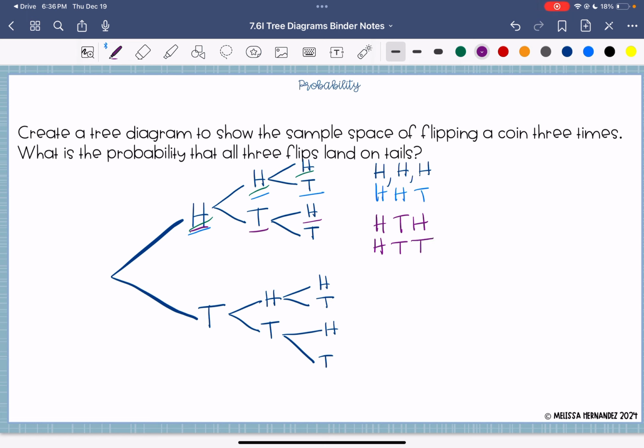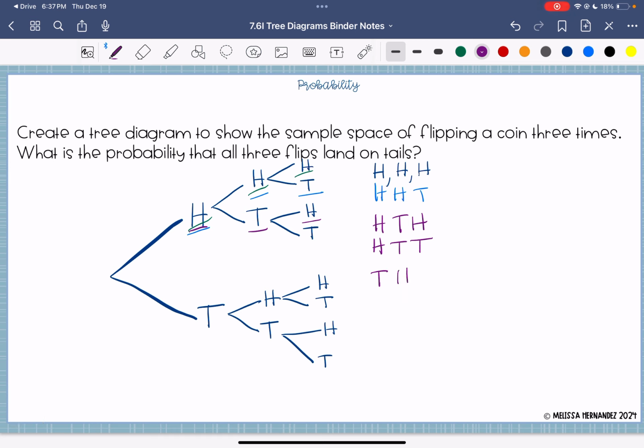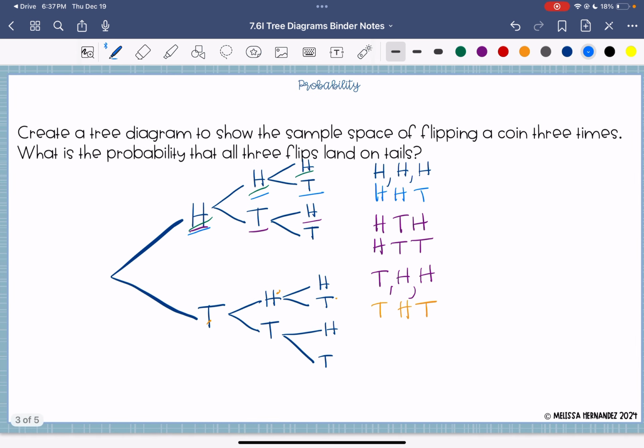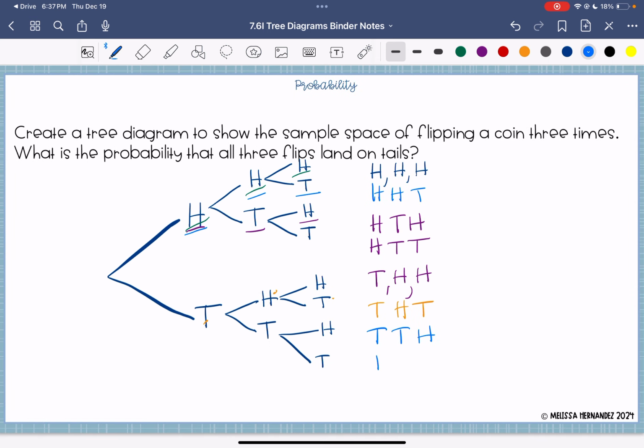And so hopefully it's making sense as I'm writing, you're paying attention. And then at the end you can pause and write what you need. So you can land on tails, then followed by heads, landing on heads. And then again, you can land on tails, heads, and then you can land on tails. This is definitely a very popular STAAR question, just so you know. And then the next sample space or our list will be tails, tails, heads, and then the last one would be tails, tails, tails.